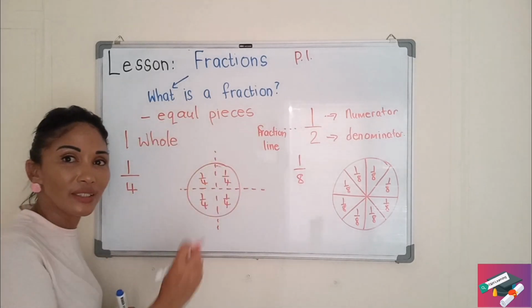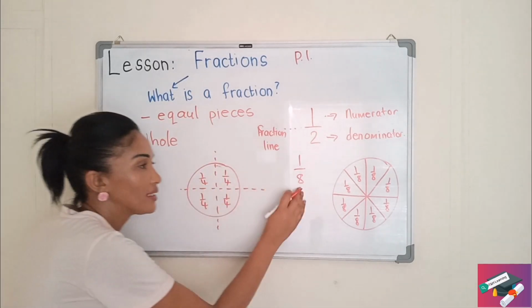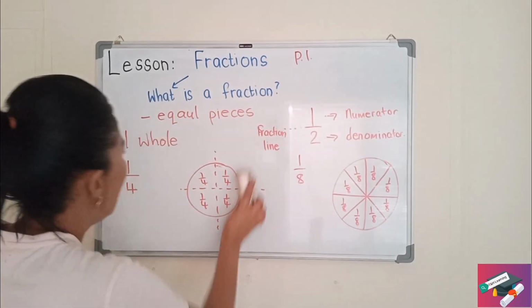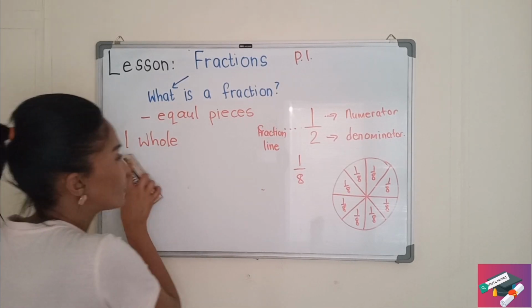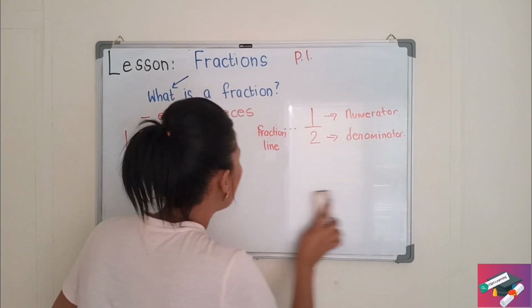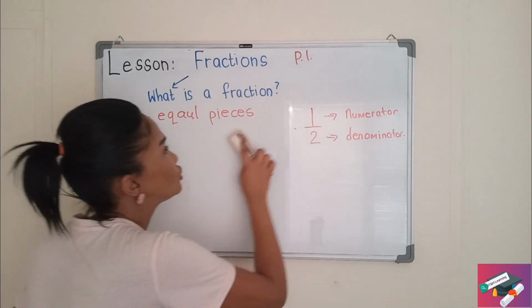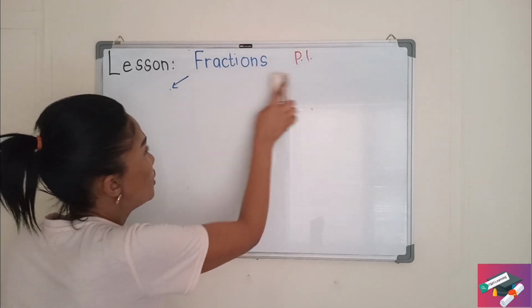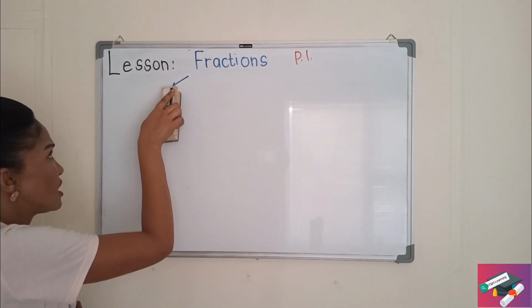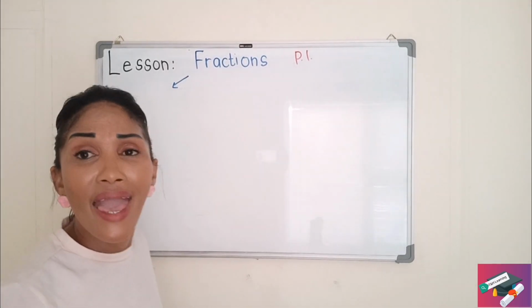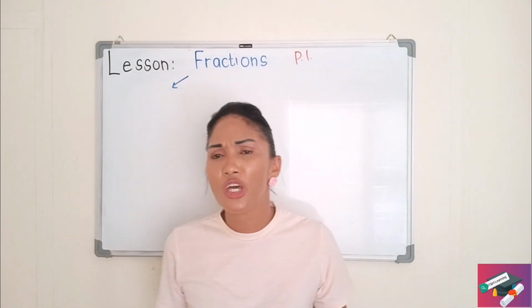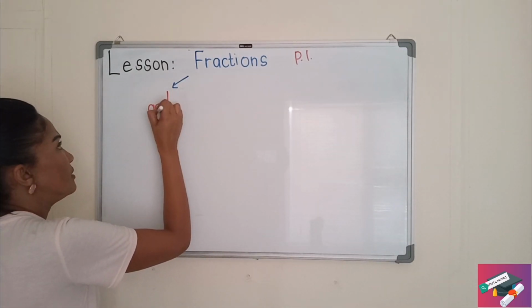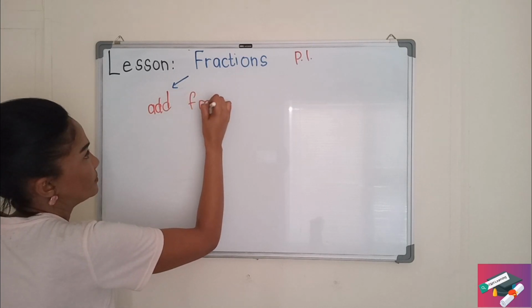Okay. So now we know what our denominator is. It tells us how many pieces a shape is divided into. Now when you know how to find out how many pieces you have, you can also find out how to add fractions together. Now remember, we did what is a fraction. So now I'm going to do adding fractions. How do we add fractions together? So let's add fractions.